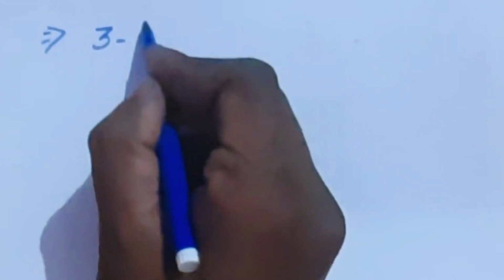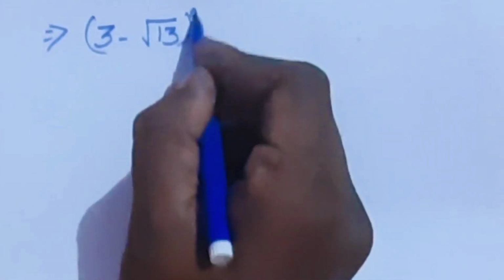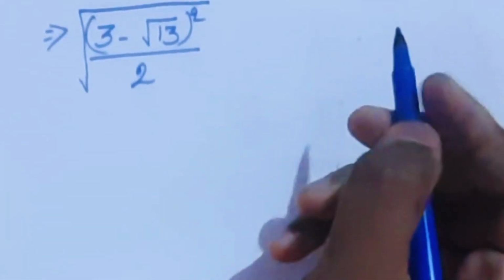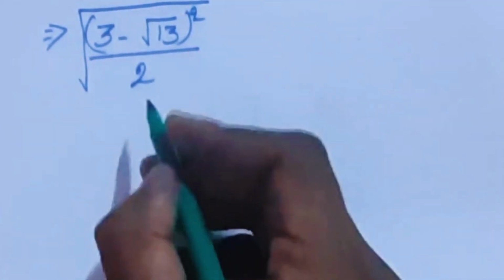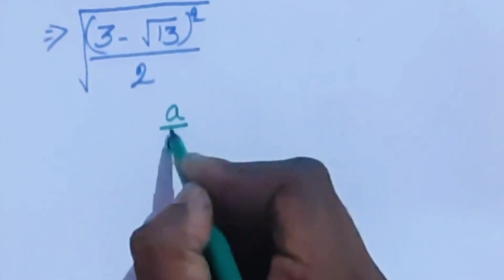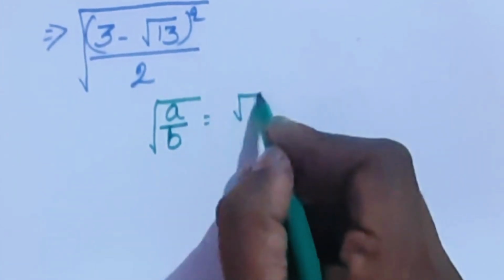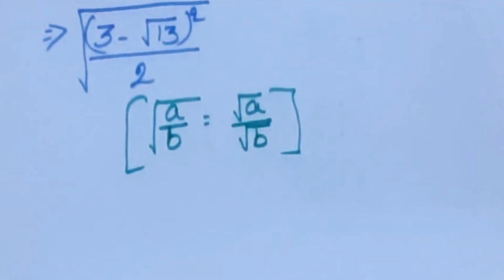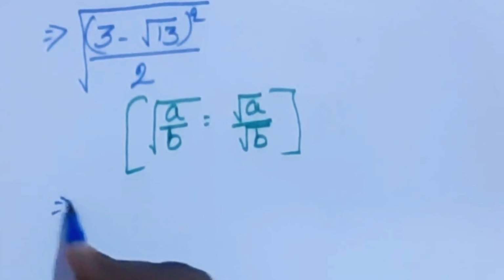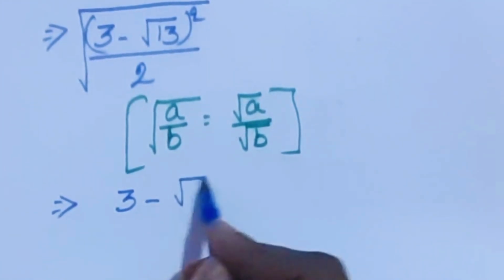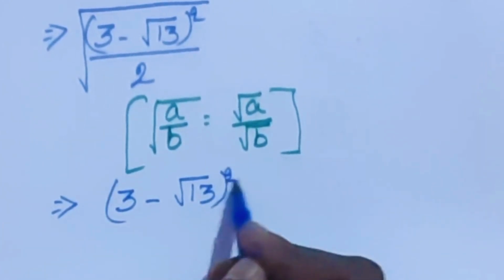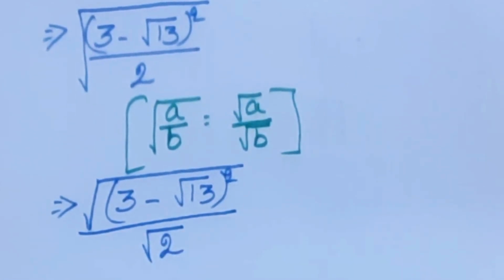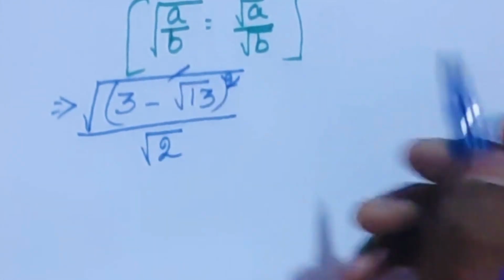Now (3 minus square root of 13) whole square by 2, in whole square root. Now this can be written as per this formula, square root of A by B equals square root of A by square root of B. This formula we are going to apply here. So square root of (3 minus square root of 13) whole square, by square root of 2. Now this square and square root will cancel each other.